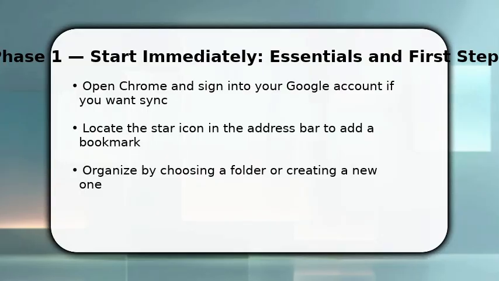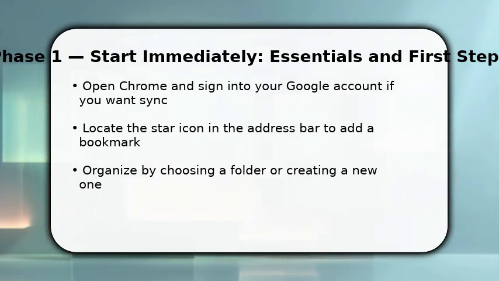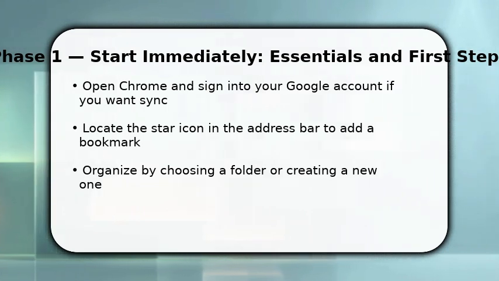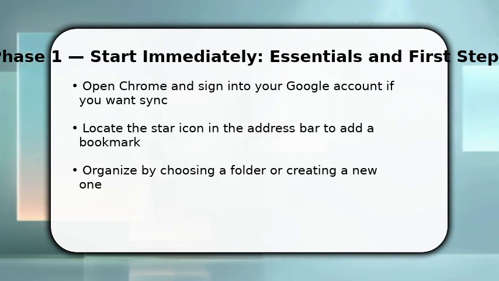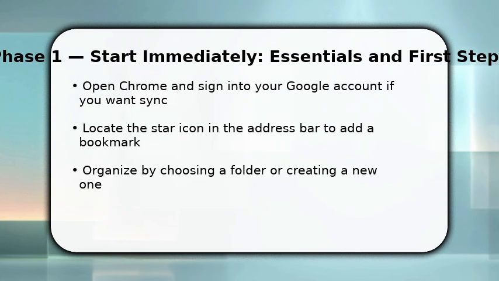You open Chrome and sign in so bookmarks sync across devices. This saves time later. First, navigate to the page you want and click the star in the address bar. Once clicked, name the bookmark clearly so you can find it fast, choose an existing folder or create one. Make sure to use concise names and folder structure. This first action creates the foundation for organized access.